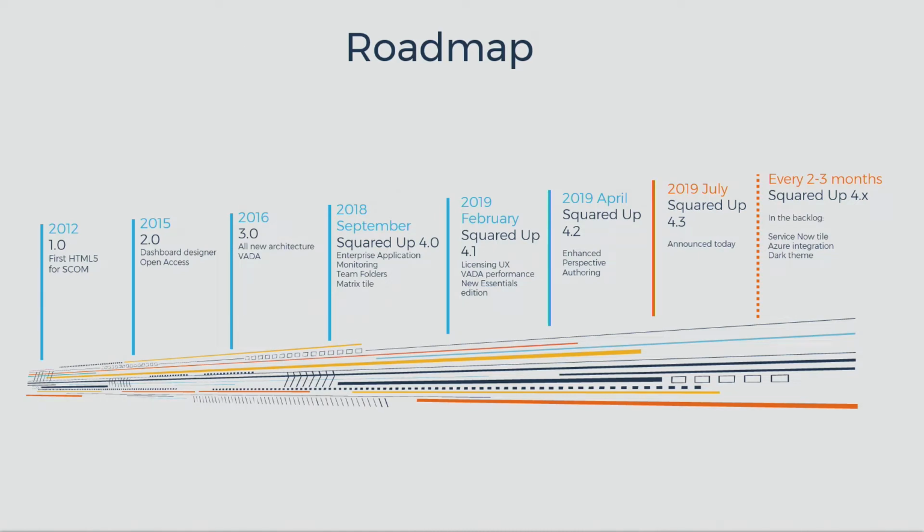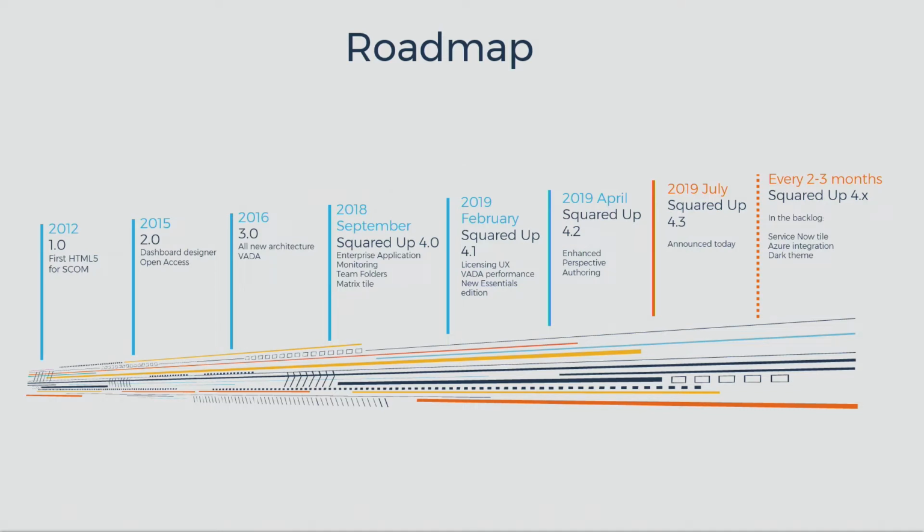Now, I think last time we said every 2 months. I've changed it slightly. You may notice that it's very slightly more than 2 months between 4.2 and 4.3, but certainly we're on a pattern of every 2 to 3 months, and we expect to continue that rate of delivery of bringing you new features.